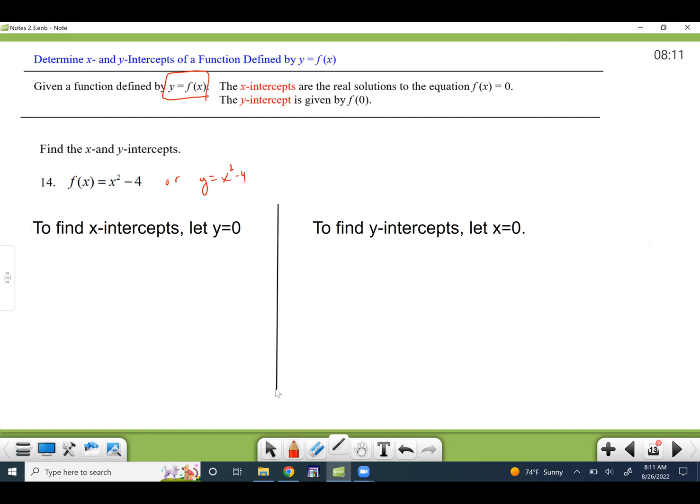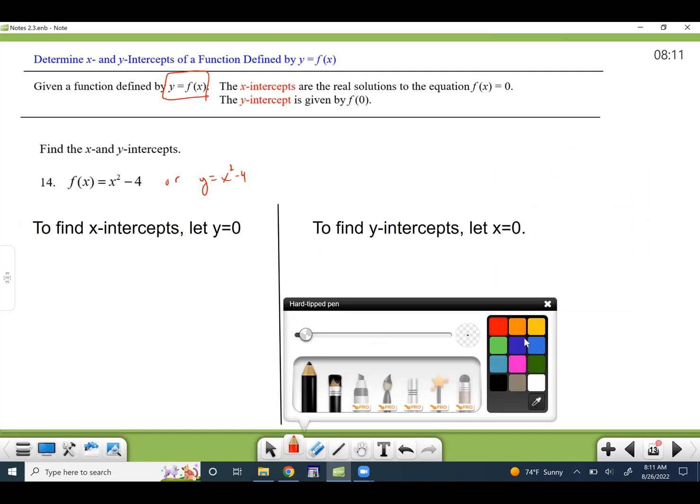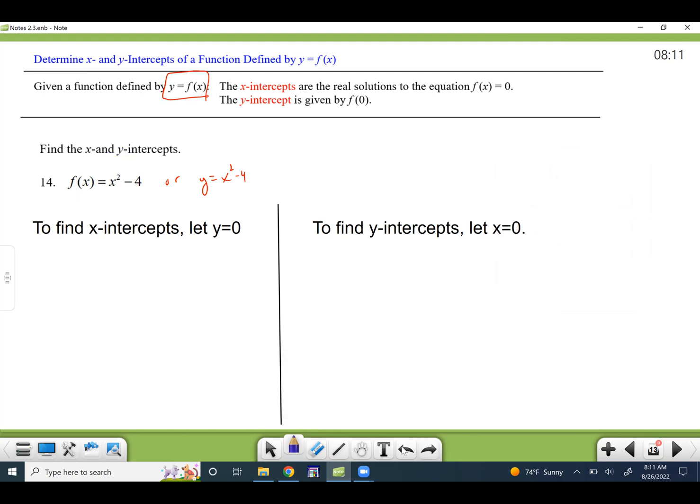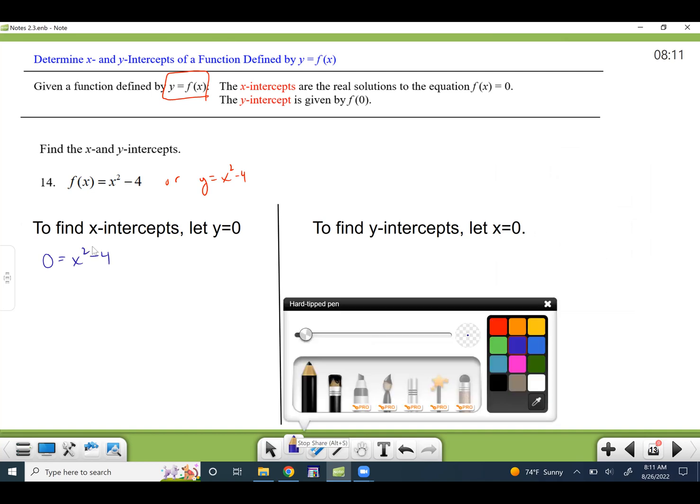So let's start off by finding our x-intercepts. We're going to go ahead and let y be 0. Now, if you're looking at this, you're going, there's no y there, Mecklenburg. Oh, yeah, there is. This guy is y, right? So we're going to put a 0 right there. Okay, so we're going to go ahead and move the 4 over.